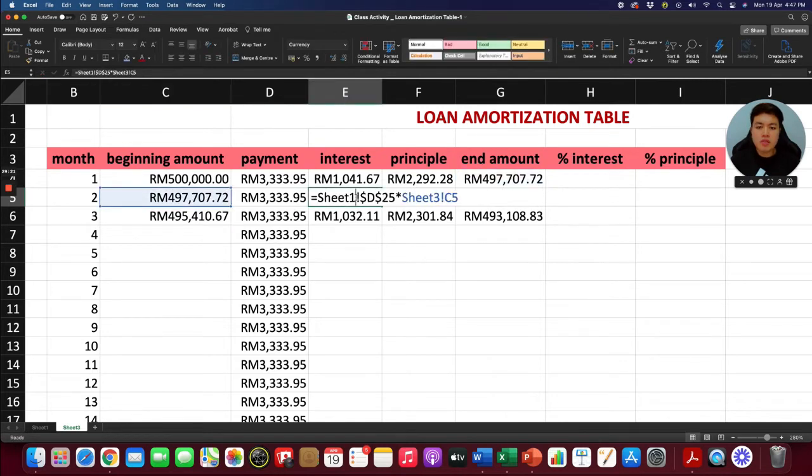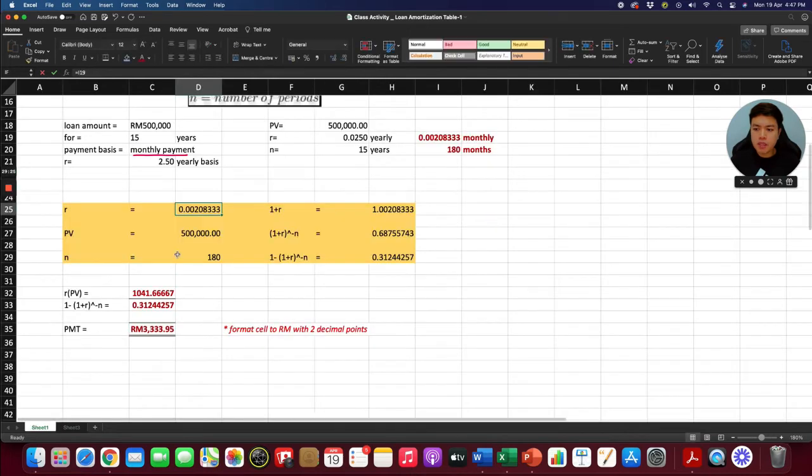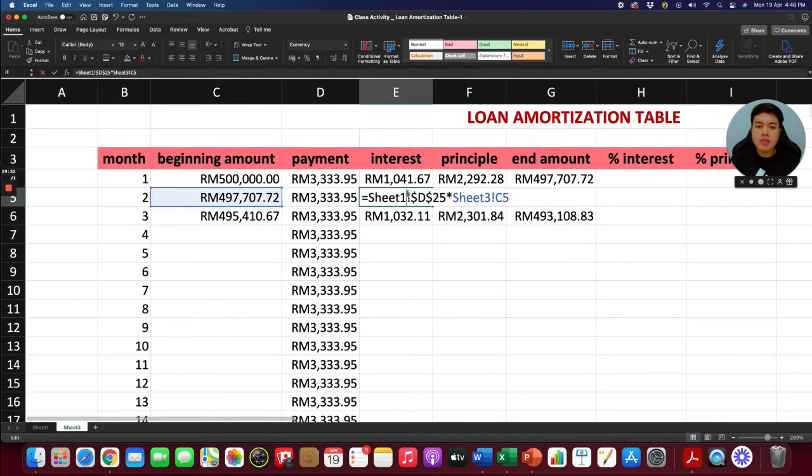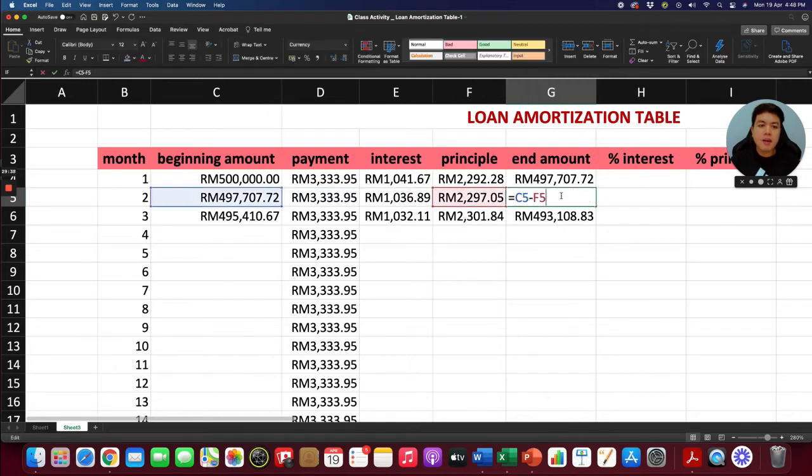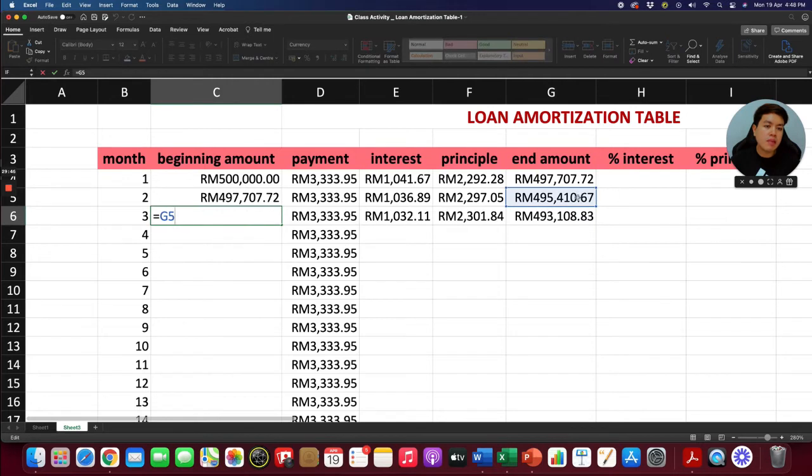And then interest one more time. Alright, D25, fix D25 here. D25, D25, okay, fix. And then you times with your beginning amount, yes. Principal, payment minus interest. Ending amount, beginning minus principal. So everything will be automatically updated. And then here, beginning amount. This is from ending amount from previous year.